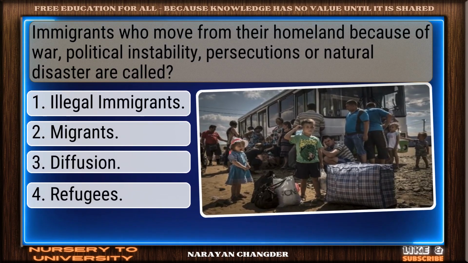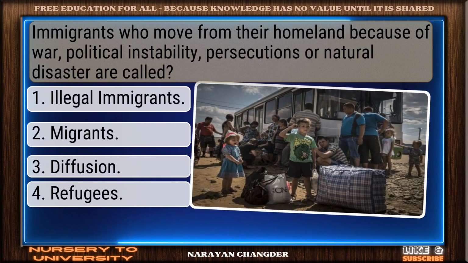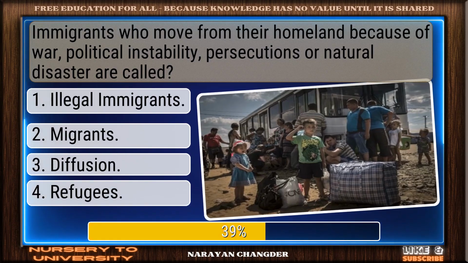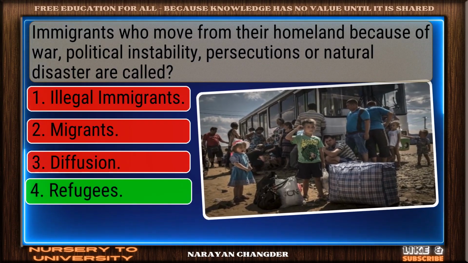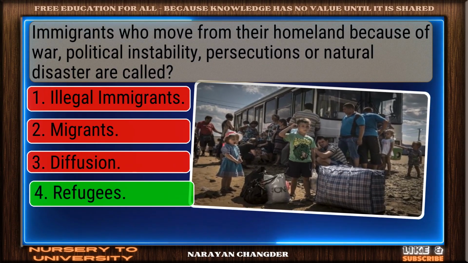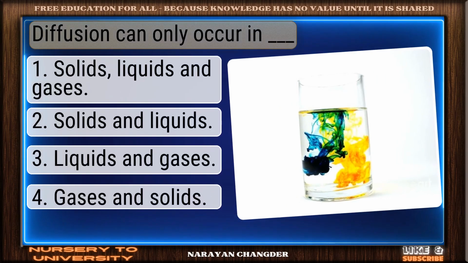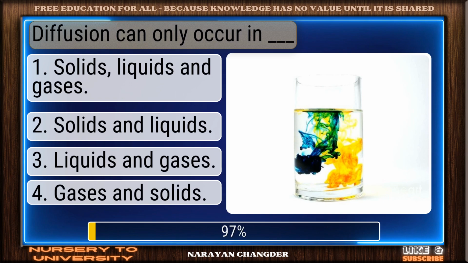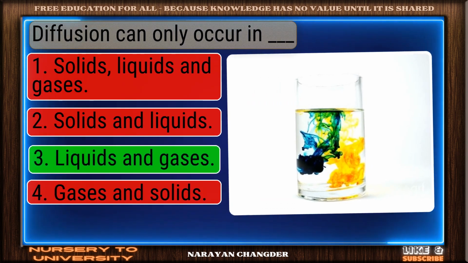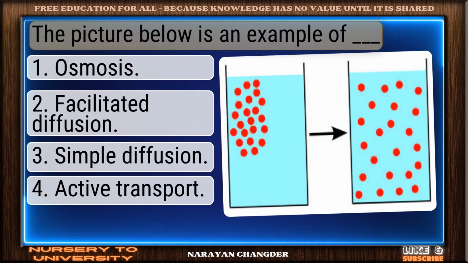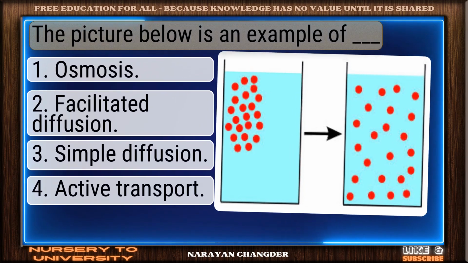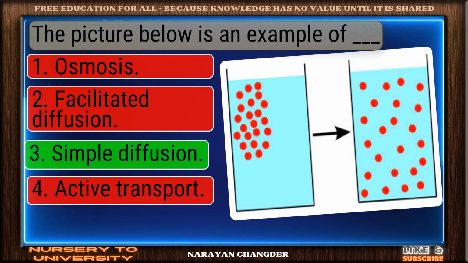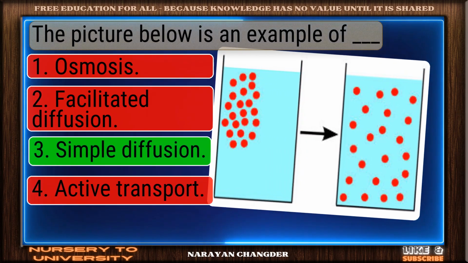Immigrants who move from their homeland because of war, political instability, persecutions, or natural disaster are called. Bravo! Refugees is the answer. Diffusion can only occur in dash. Right choice. Liquids and gases is the best answer. The picture below is an example of dash. Great job. Simple diffusion is the accurate answer.